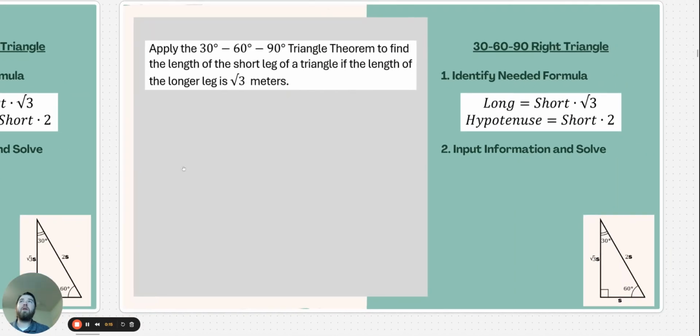Now, this last one here is actually what we call an identity triangle. And this one is super easy. We've got the long leg is square root of 3, and we're trying to find the short leg. So if we just divide by square root of 3, we get that the short leg is 1.